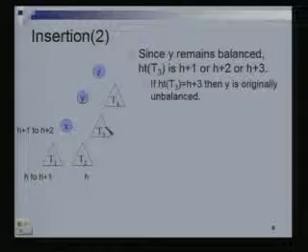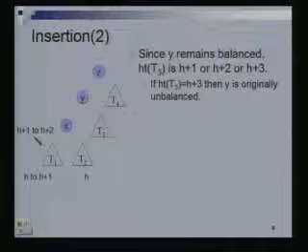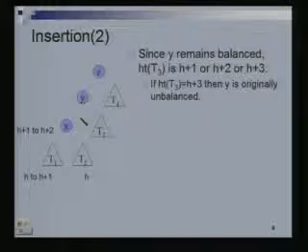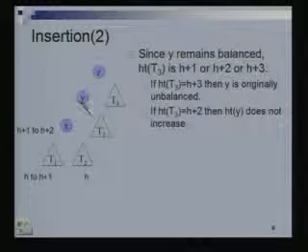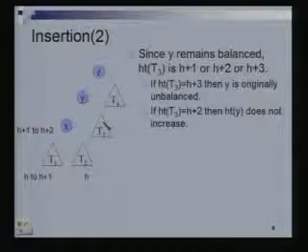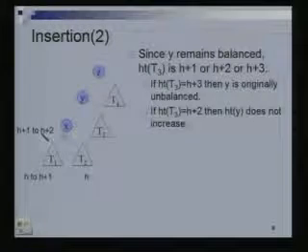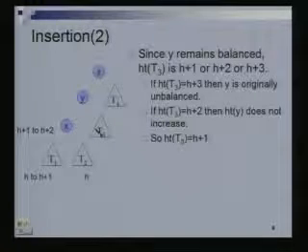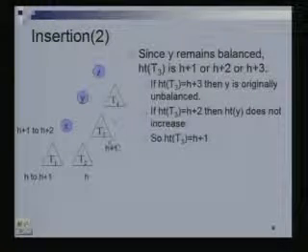Now, if it is h plus 3, we are repeating the argument roughly. If it is h plus 3, then that means y was originally imbalanced, because the original height of x was h plus 1. So, height of T3 cannot be h plus 3. If it is h plus 2, then that means that the height of y has not increased, because if this was h plus 2, then the height of y originally was h plus 3, and it will still remain h plus 3. So, height of T3 cannot be h plus 2. So, height of T3 has to be h plus 1, right. So, height of T3 is h plus 1.